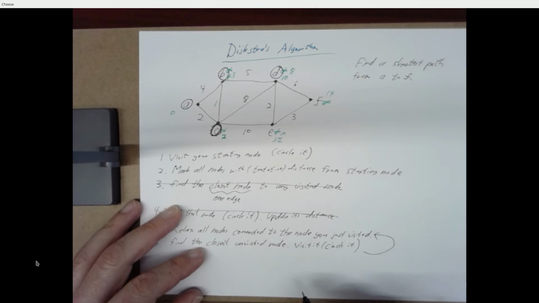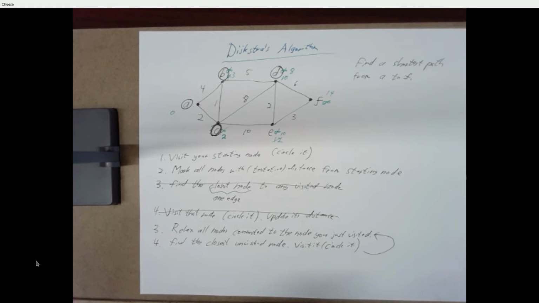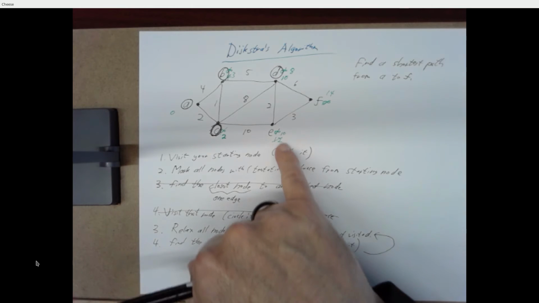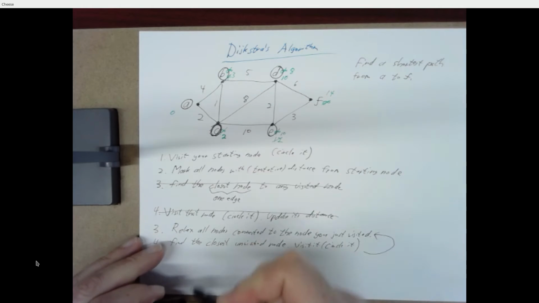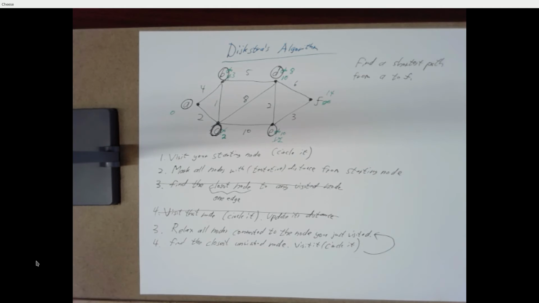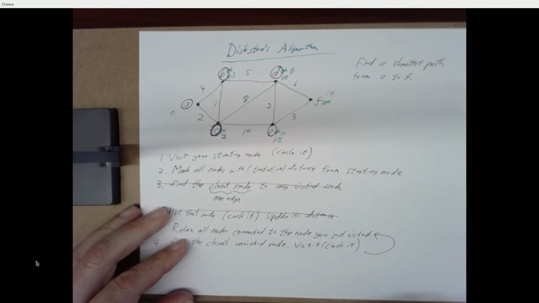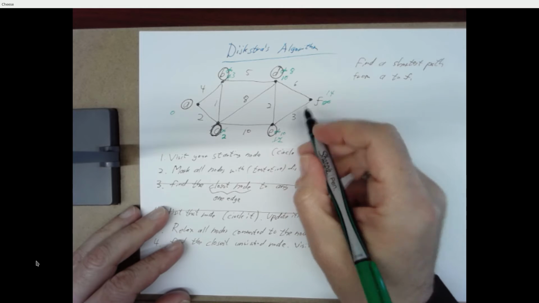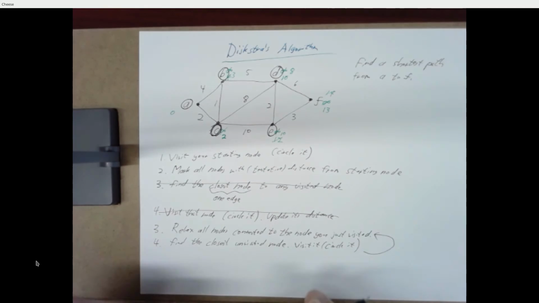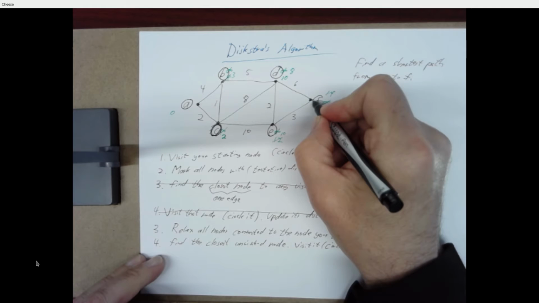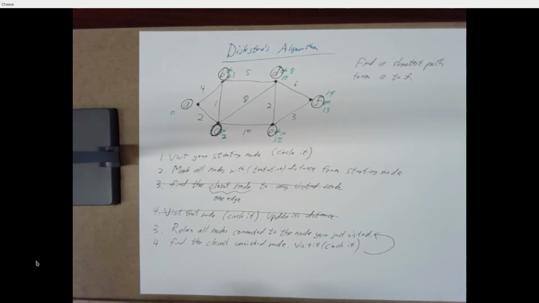And now find the closest node that's not visited. That's going to be a distance of 10. So we'll visit that and we'll relax adjacent nodes. So 10 plus 3 is 13. That's better than 14. And that's the only unvisited node. So find the closest unvisited node. There's only one node left, which is F. And that's the node we're trying to reach. So the shortest distance from A to F is 13.